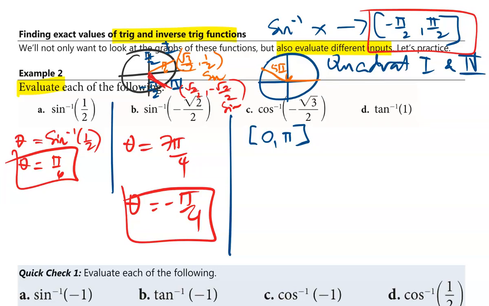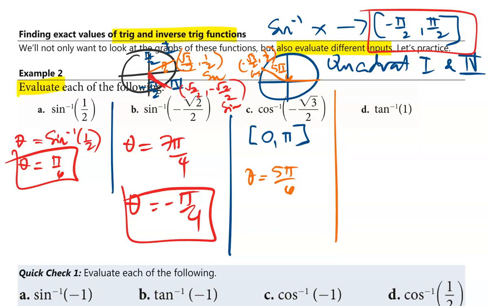So the coordinates here are negative square root of 3/2 and 1/2. So the cosine is negative square root of 3 over 2. So that is within 0 and pi. So the answer is 5 pi over 6.